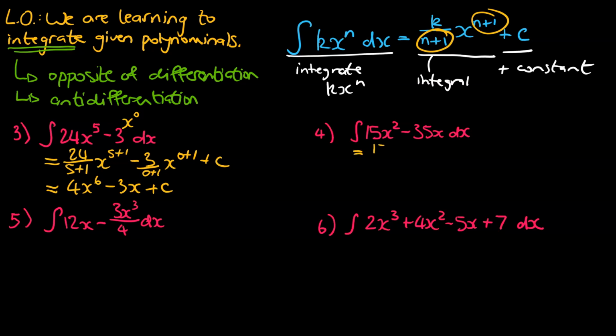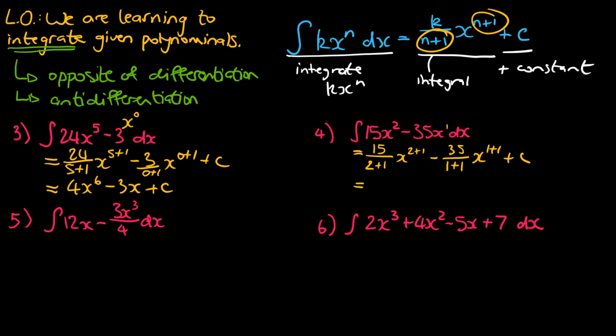So we always start off by putting the coefficient up the front, and we're going to divide that by the power plus 1 times x to the power plus 1. We're then going to subtract, so 35. So just a reminder that there is to the power of 1. So 35 divided by 1 plus 1, x to the power of 1 plus 1 plus c.